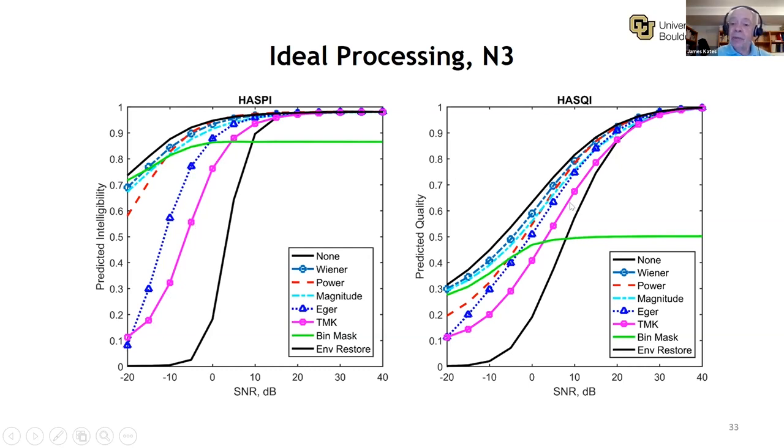And we see very similar behavior for the quality prediction when we look at it as a function of SNR. Again, without any processing, we have very poor behavior. When we have ideal envelope restoration, we get much better predicted quality. The Wiener filter is very close to what the ideal restoration would do. The ideal binary mask has asymptotes at relatively low quality because the ideal binary mask is setting a gain of 1 or 0, nothing in between.